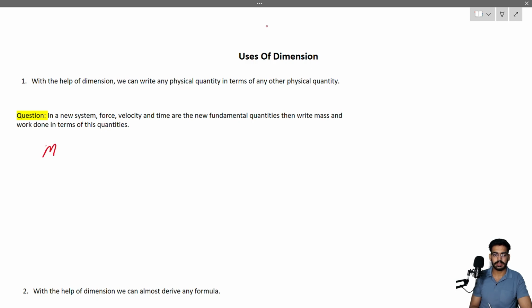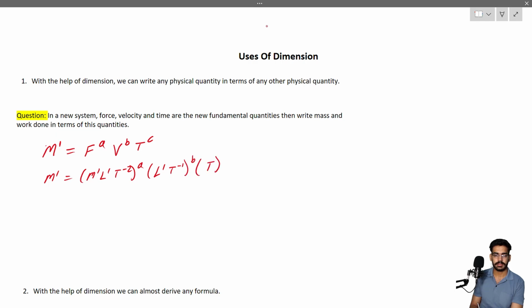So mass we can write as f to the power a, the power we don't know, and v to the power b and t to the power c. Now mass is mass to the power 1, right? Just open the bracket. It is simple, not that hard. Force is m1 l1 t to the power minus 2 to the power a, and velocity is l1 t to the power minus 1 to the power b, and time is just time only, to the power c. Now just take all the quantities of mass together, that is mass is 1 only, a.